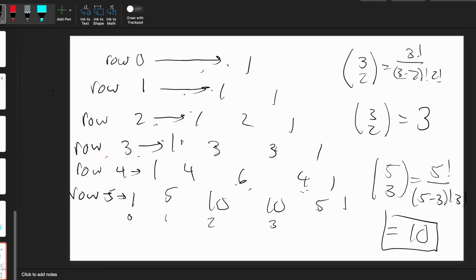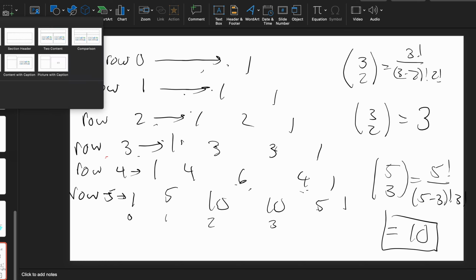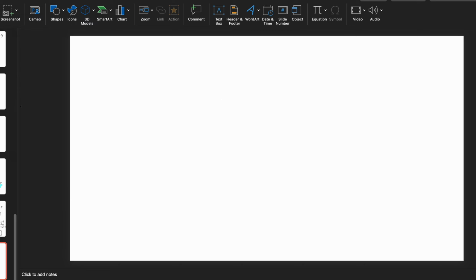We'll talk more about it in subsequent classes, but one last thing I want to talk about. Why did I introduce this in the first place? It's because of the binomial theorem. Again, you're going to have classes on this later on, but I just want to go over it.